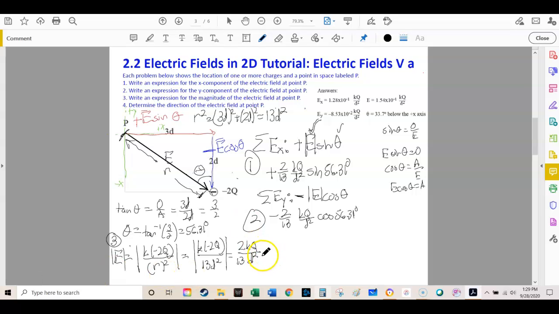So to get number 4, the overall direction of this electric field is going to be pointed down and right. By the way, we chose a different angle for ours.